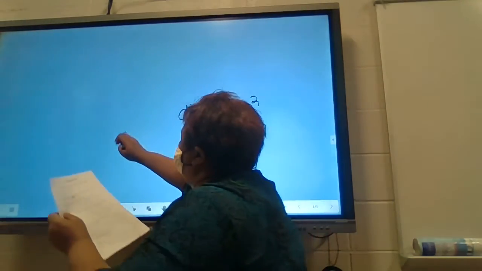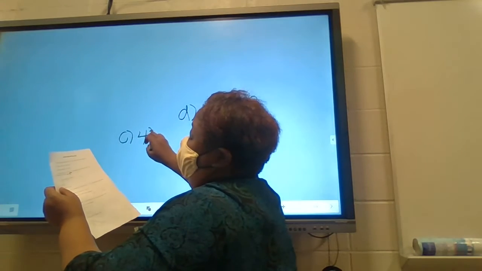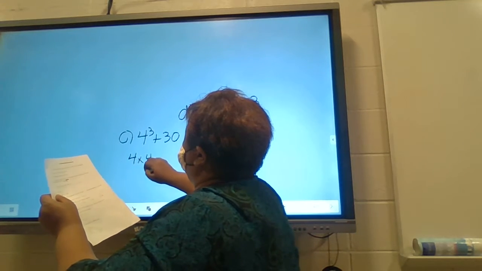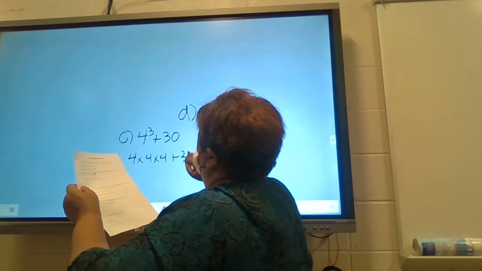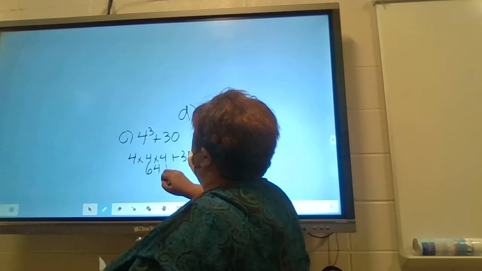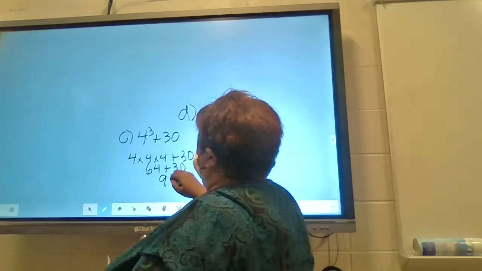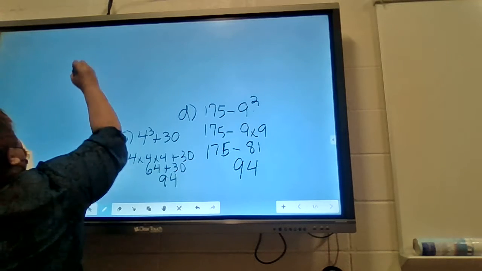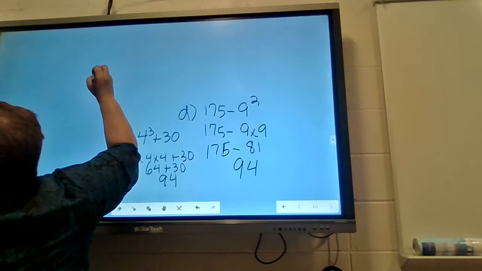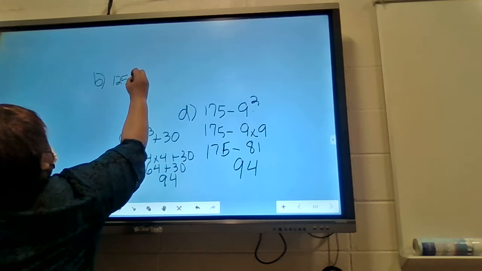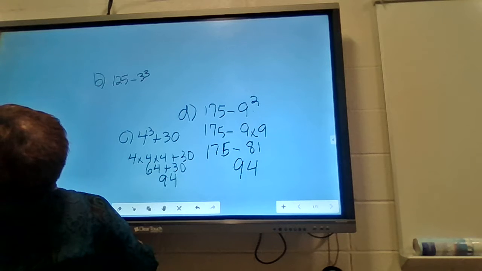Option C says 4 cubed plus 30. And 4 cubed is 4 times 4 times 4. 4 times 4 is 16. 16 times 4 is 64. So that one also adds up to 94. You know I already worked this, and I'm just doing this for dramatic effect. B is 125 minus 3. Is that 3 to the third power on B?